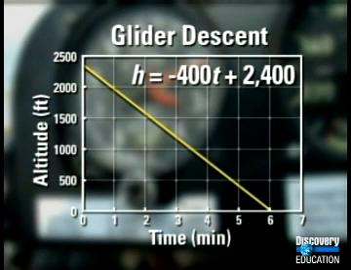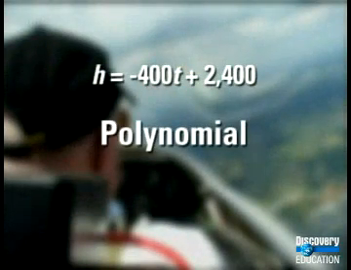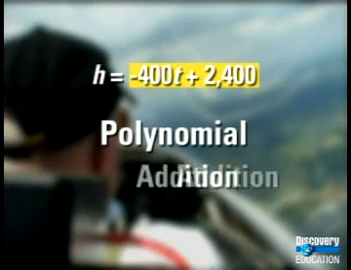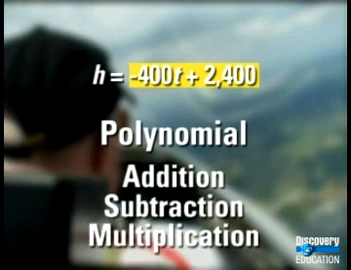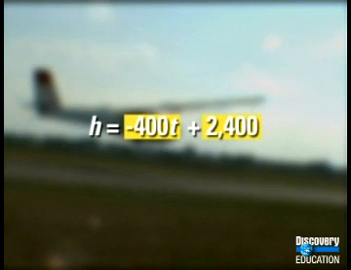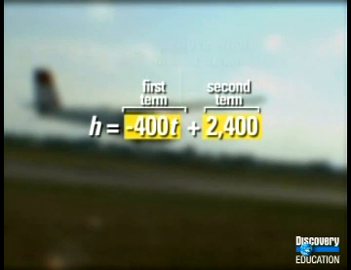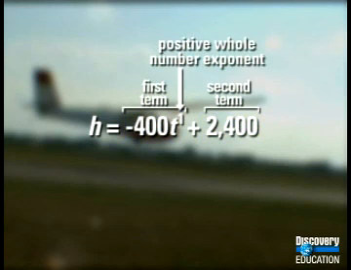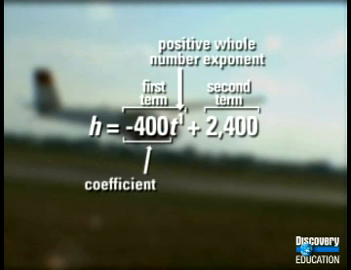That expression is a simple example of a polynomial. A polynomial is a mathematical expression that can be written using only operations of addition, subtraction, and multiplication applied to numbers and variables. In this linear equation, the expression on the right is made up of two smaller expressions, its terms. The variable t is a factor of the first term one time, so it can be written with an exponent of 1. It has a coefficient of negative 400.